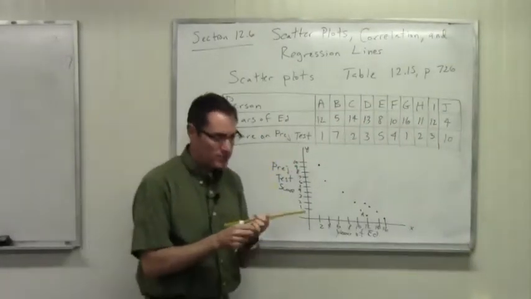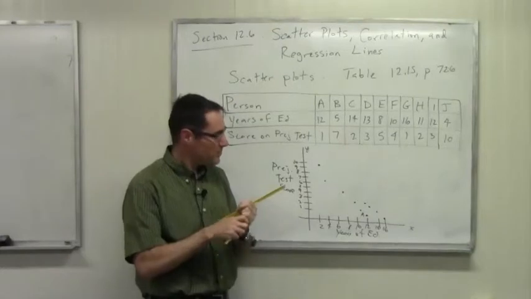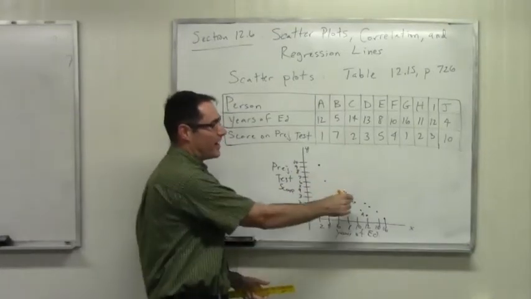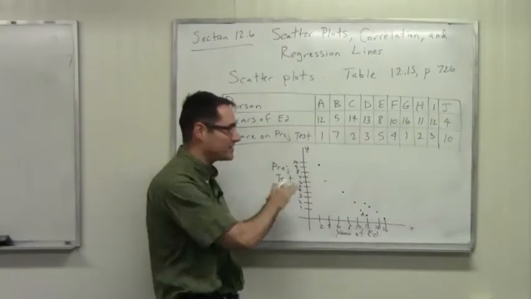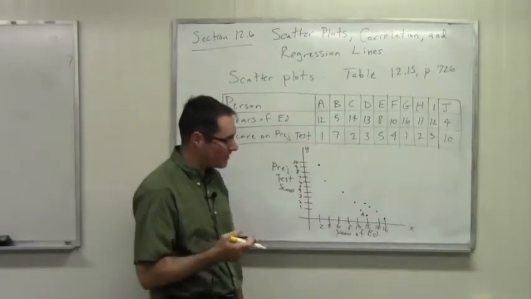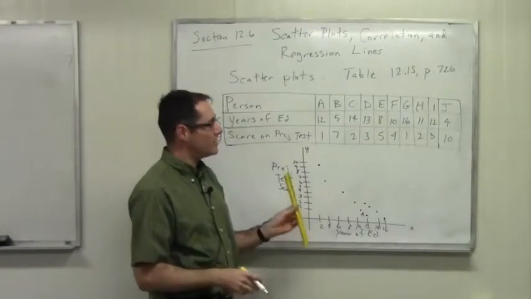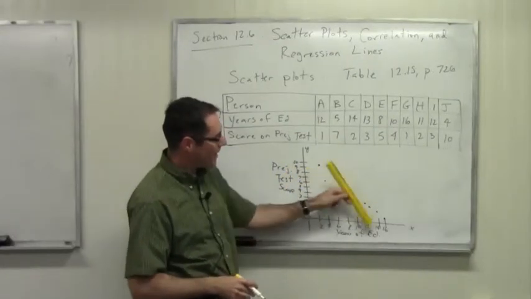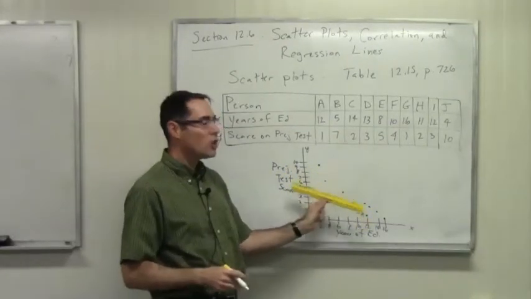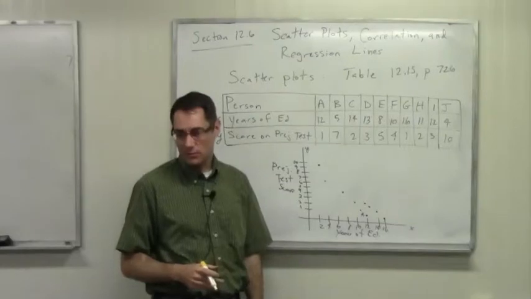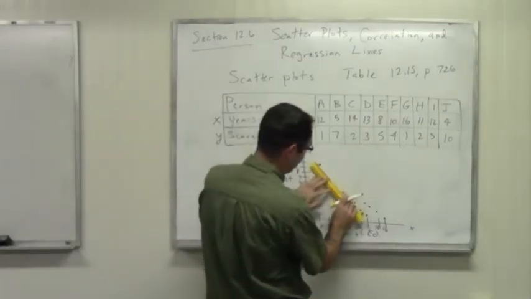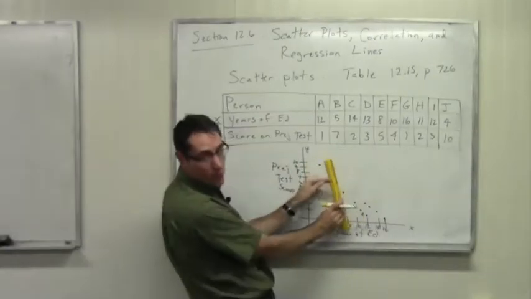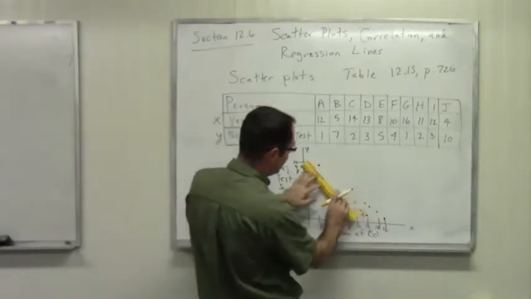With scatter plots, you don't want to connect all the dots. That doesn't actually make sense in a scatter plot. There's no real way to connect the dots and make something rational. What you do, though, is try to get a line that goes as close to as many dots as possible. Okay? And when you're doing it by freehand, you just kind of move your ruler around until you get it to the right place.